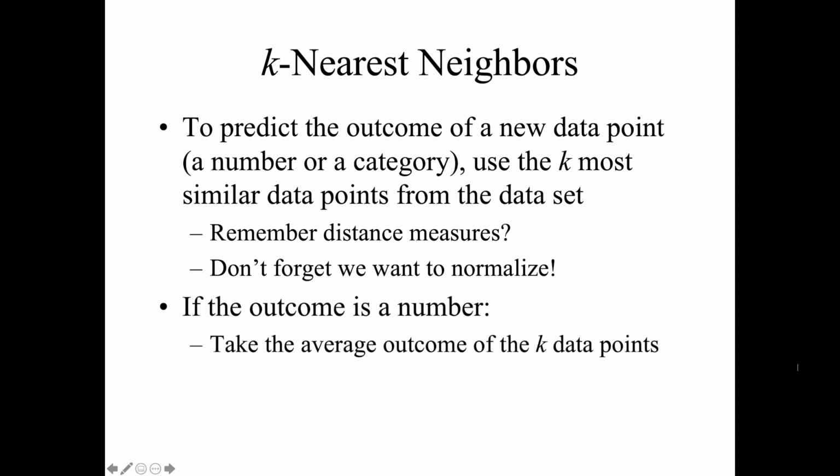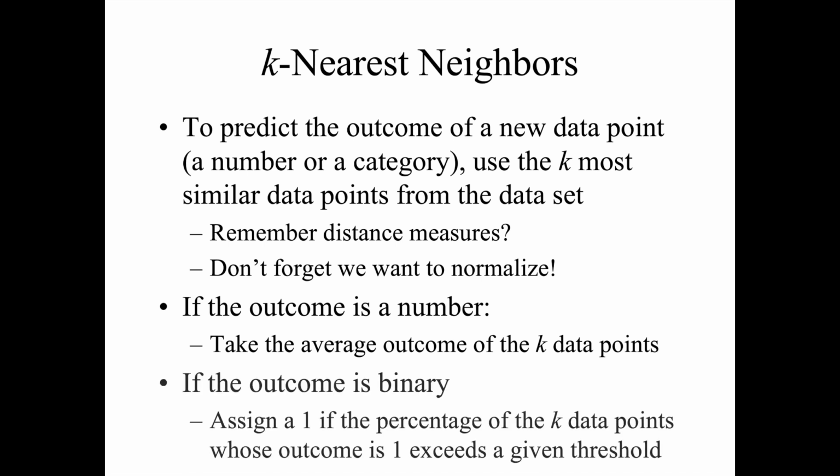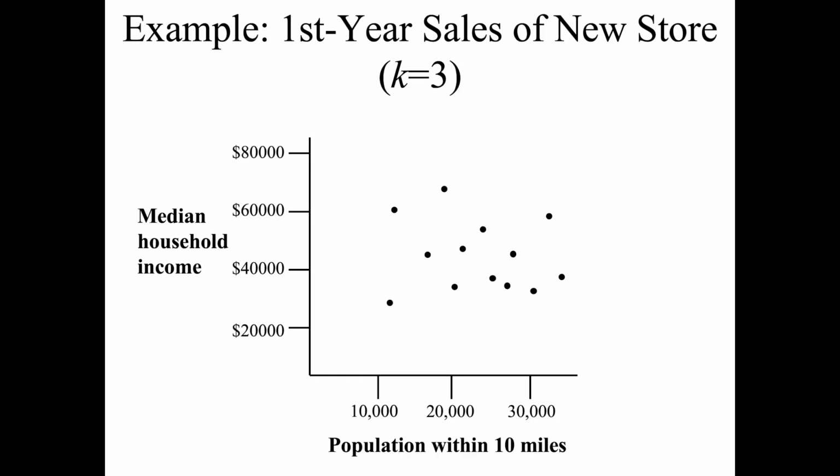If the outcome is a number, like salary, then we just take the average of whatever those data points are. But it also lets us predict something else, a binary outcome. So whether or not somebody is a registered voter, 1 or 0, we can actually assign a probability that that person would be a registered voter. So it's kind of a nice algorithm in that respect. It looks a little bit like this.